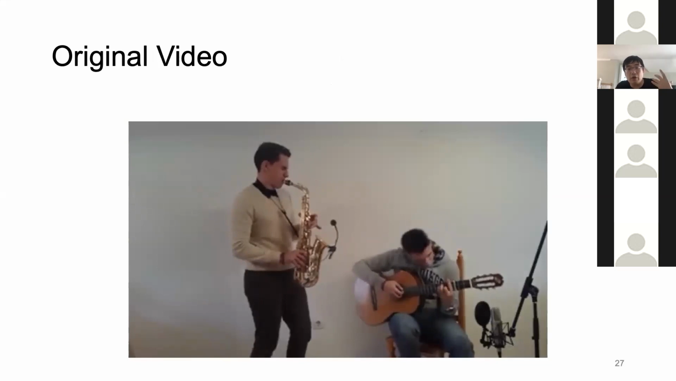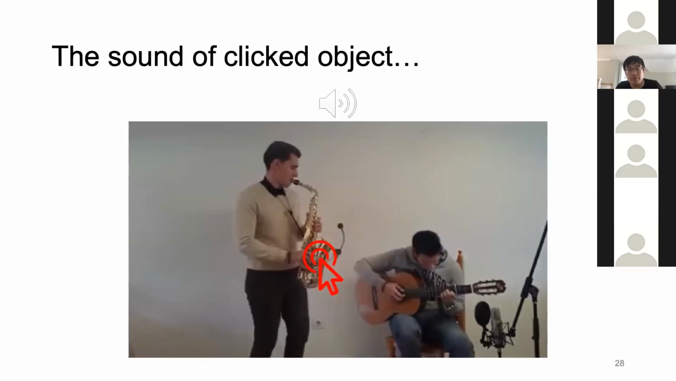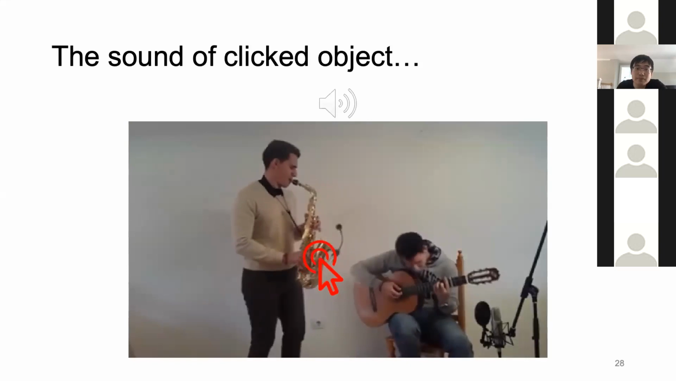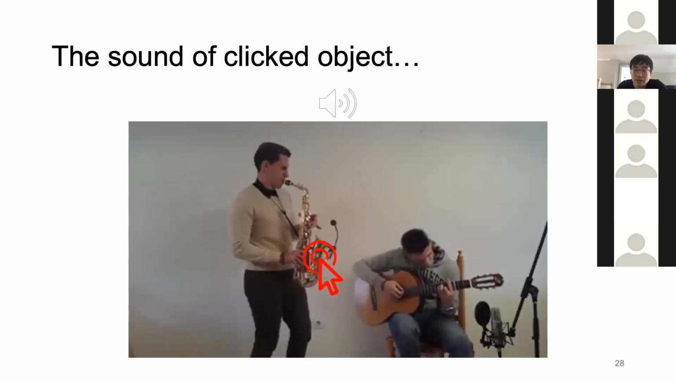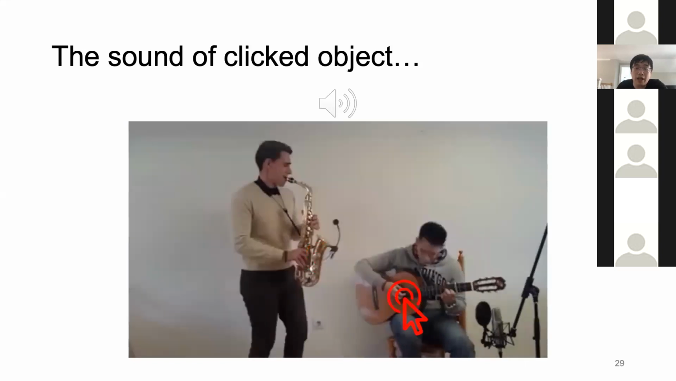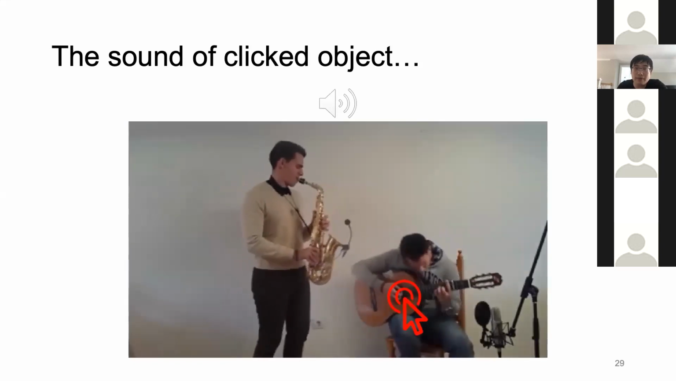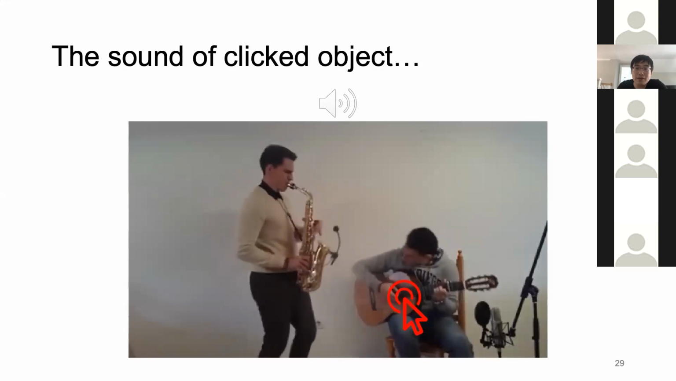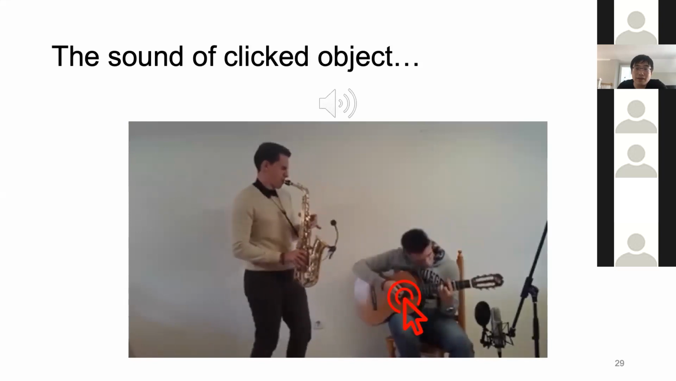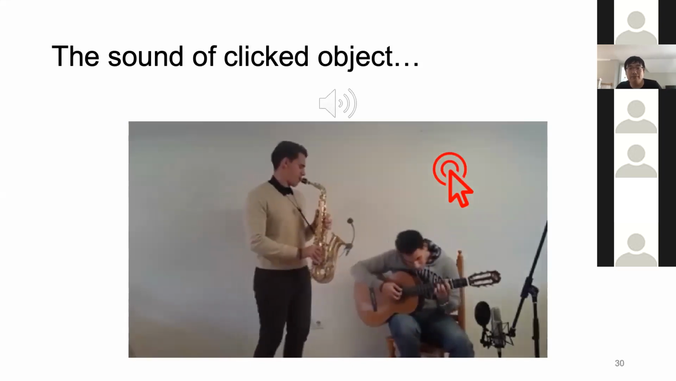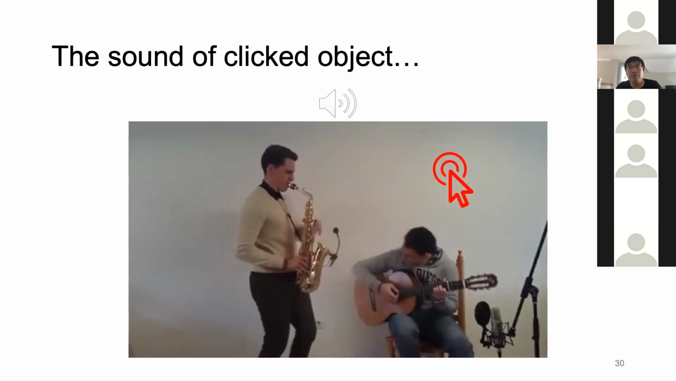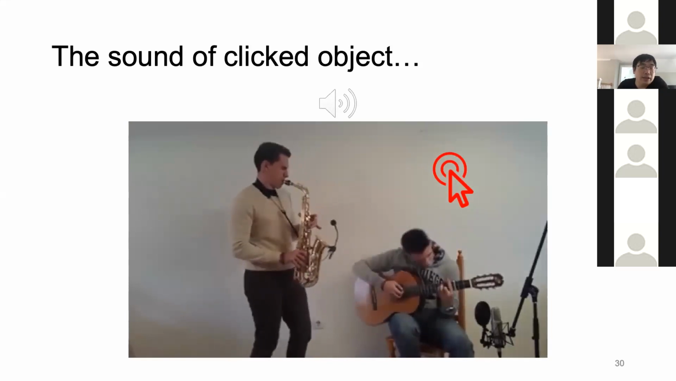Again, when we click the pixel of a trumpet. And also we can click the pixel of the guitar. And finally, we can also try clicking the background, the wall, and see if there is anything here. Okay, it seems pretty reasonable, a good result.